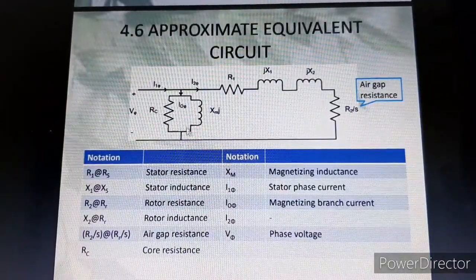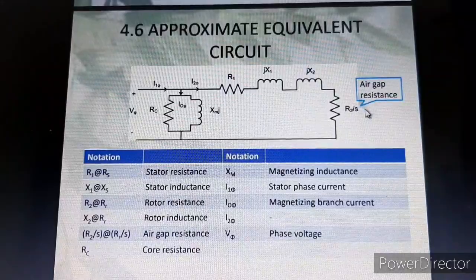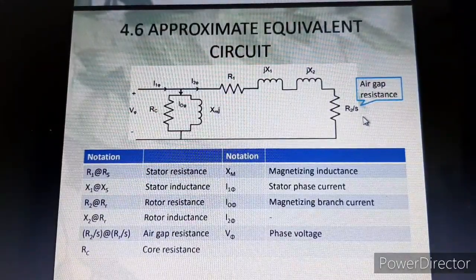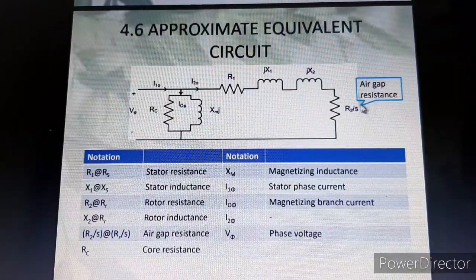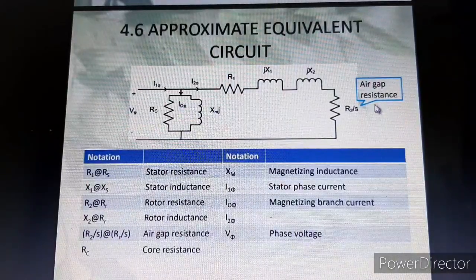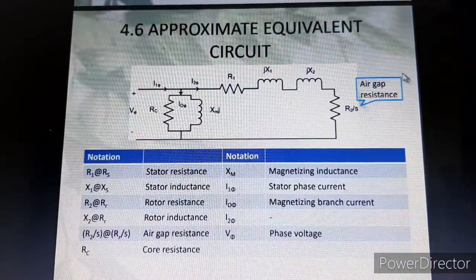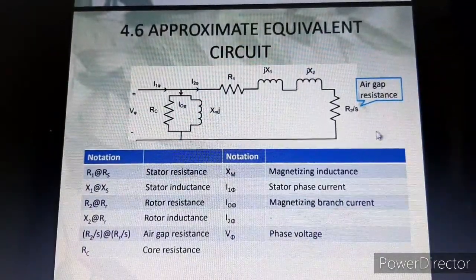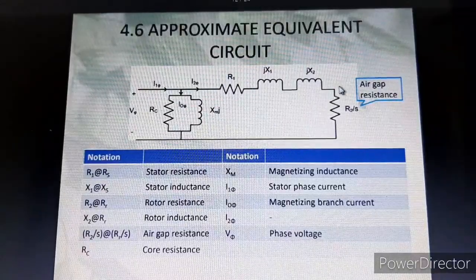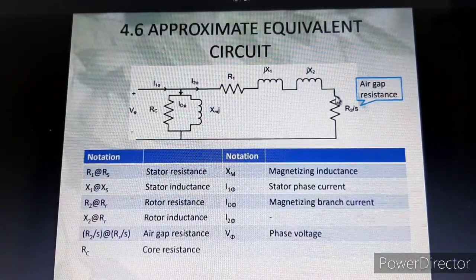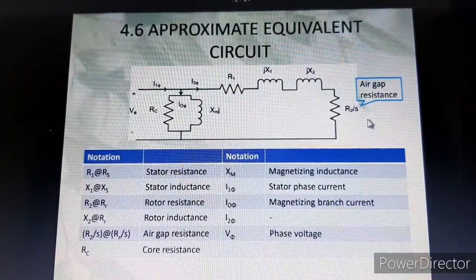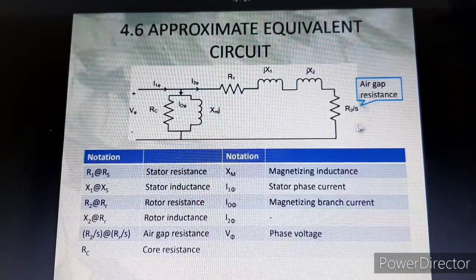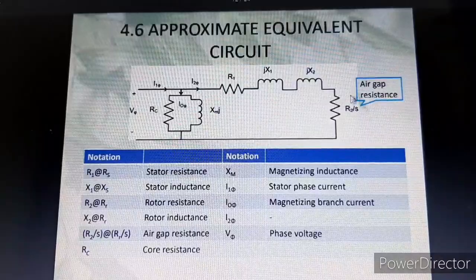Before that, notice that R2 is combined with S. So R2 over S, combined, becomes the air gap resistance. After some simplification, the approximate equivalent circuit of the induction motor that you are going to use combines R2 over S, and that represents the air gap resistance.